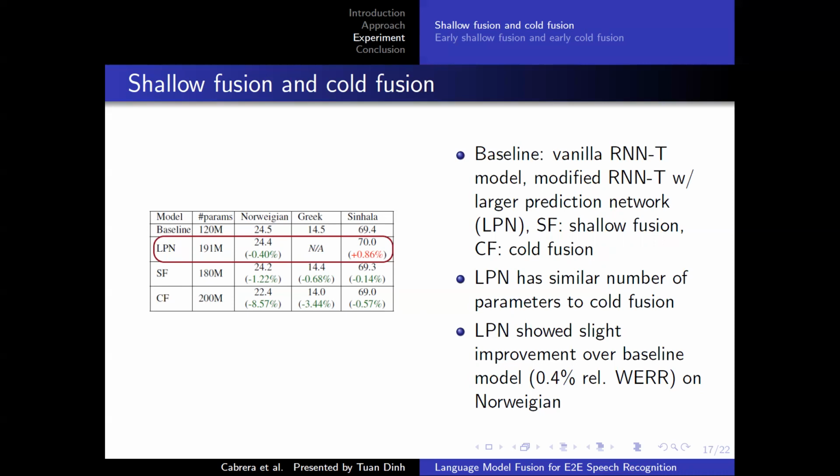Why do we have a larger prediction network? Because recall the hypothesis that the prediction network can be considered as a language model. So a larger prediction network means a larger language model inside the RNN-T. In the left table, LPN, however, shows only slight improvement over the baseline, 0.4% relative word error rate reduction on Norwegian.